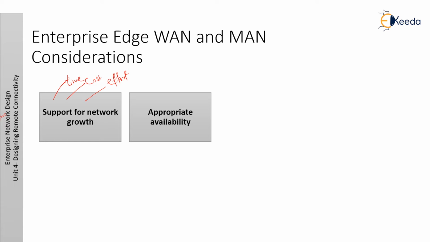Technologies that do not inherently provide high availability can be made more available through redundancy in design, by using products with redundant characteristics such as multiple WAN connections and a backup power supply. So redundancy is very important for appropriate availability. Next, operational expense. Some WAN technologies result in higher cost than others.